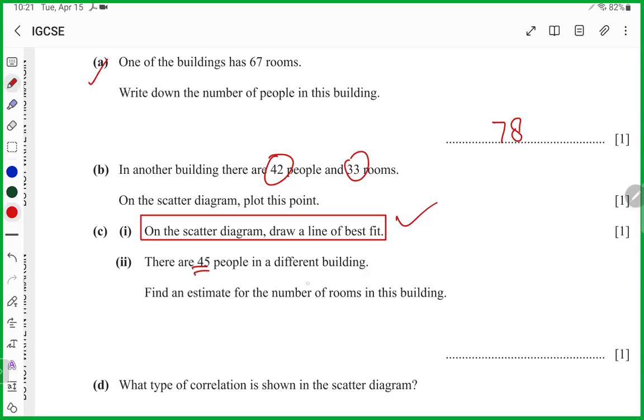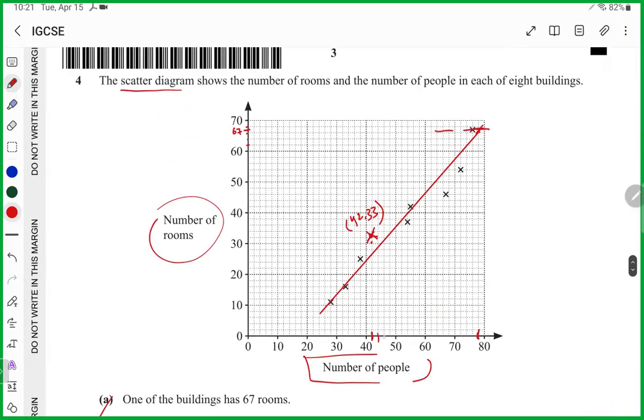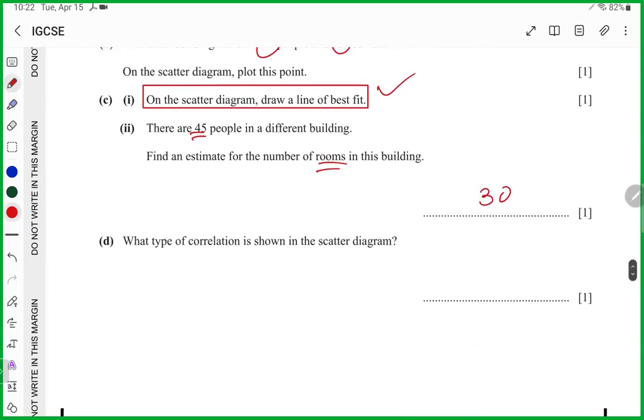Next, there are 45 people in a different building. Find the estimate of the number of rooms in this building. So if we have 45 people, 42, 44, 46, here is 45 people, and you have to see it. This is coming as 30 from this line of best fit. So there will be 30 rooms in this building.